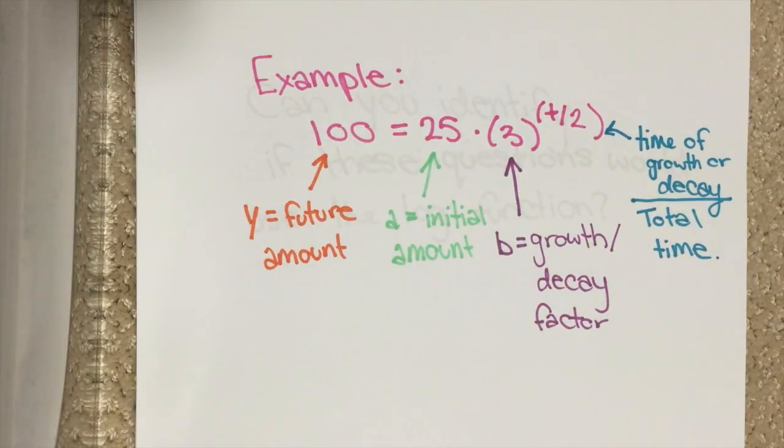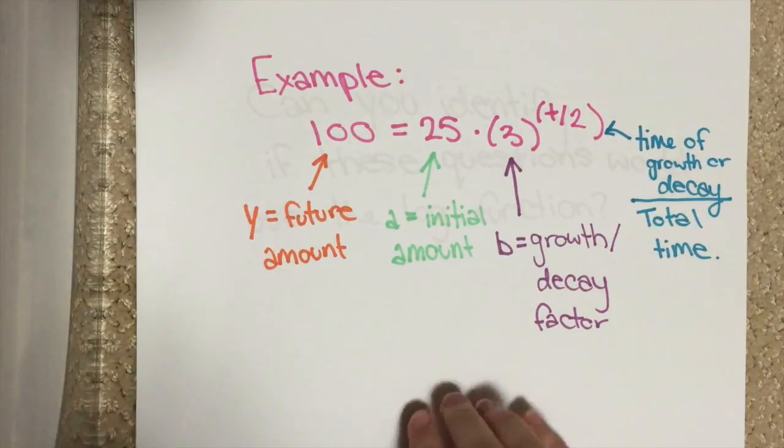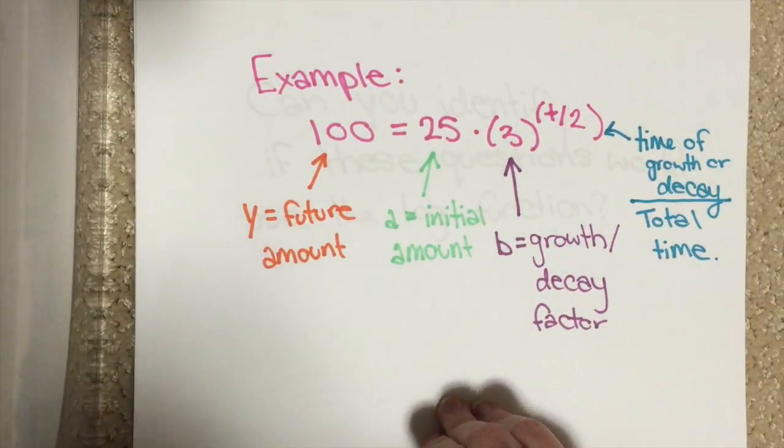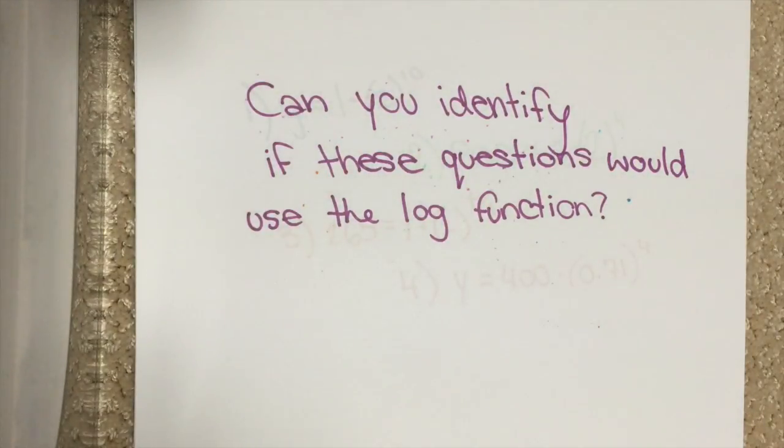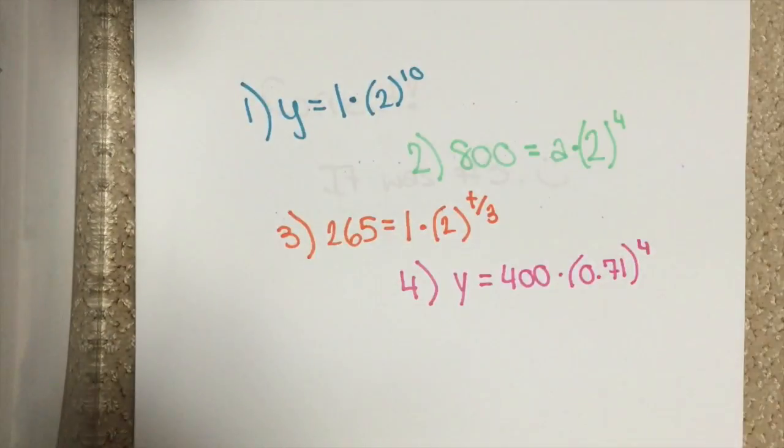The t over 2 represents the t over x, the t meaning the time of the growth or decay over the total time it takes. That is a breakdown of the formula and equation. Can you identify if these questions would use the log function? Pause the video and see if you can figure it out.